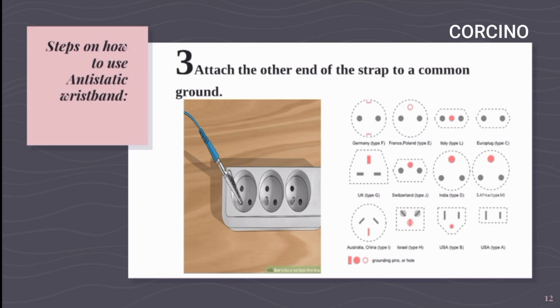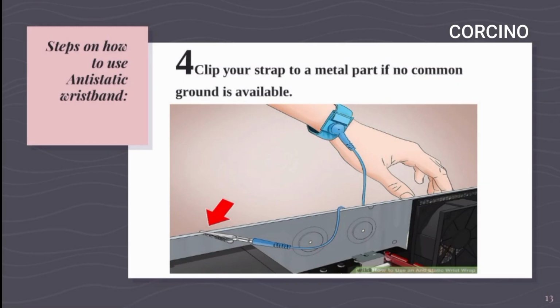Tulad ng nasa screen, di ba may saksakan na tatluhan for computers? May tamang signs kung saan mo ilalagay yung dulo or saan mo i-clip yung ESD wrist strap. Hindi siya basta-basta kiniklip kung saan-saan. Sa nakikita nyo sa screen, ayan yung examples kung saan nyo pwede i-clip yung kabilang dulo ng anti-static wrist strap.